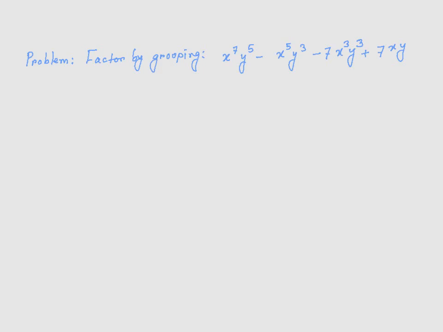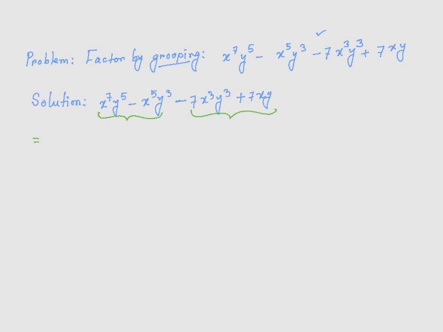In this video, I am going to factor this quadrinomial by grouping. Remember, a quadrinomial is a polynomial with 4 terms. Let's create the groups first. So this is the first group and this is the second group.